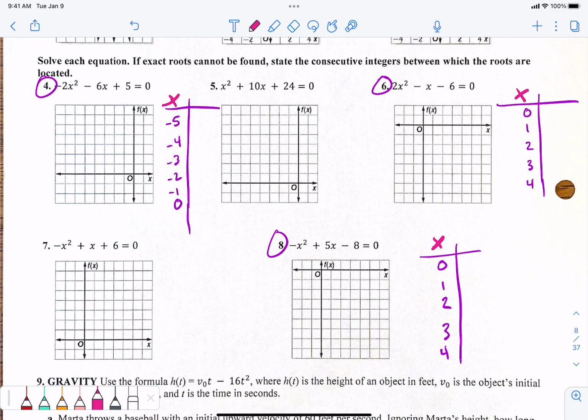Oh, we don't have to calculate them. You will. Did you write these tables down? So 4, 6, 8. Make a table for those, and those numbers are what you should plug in.